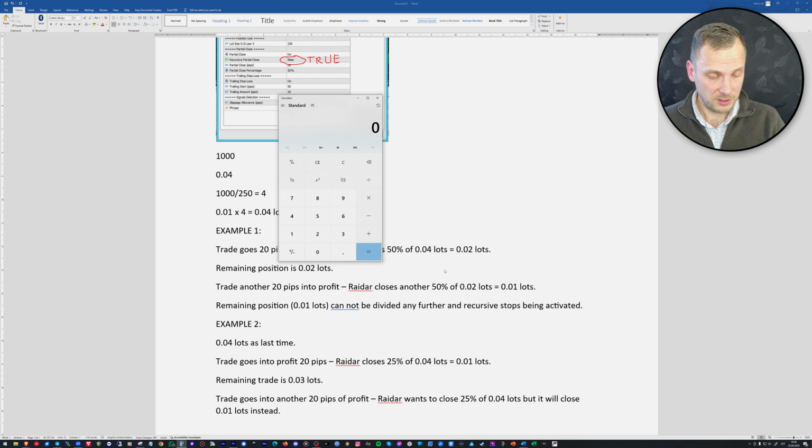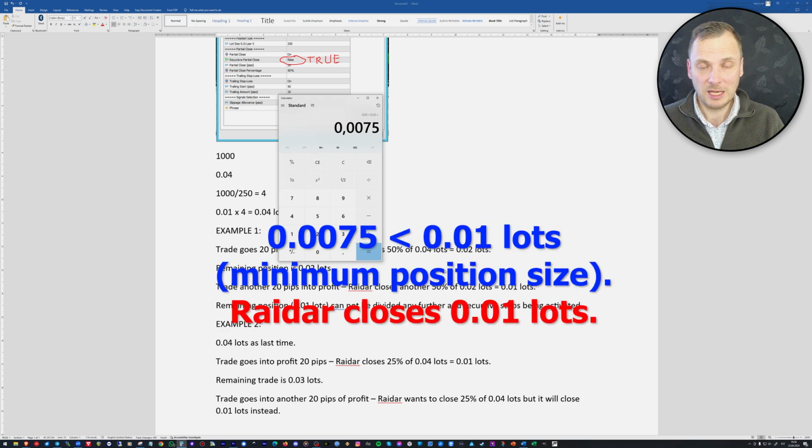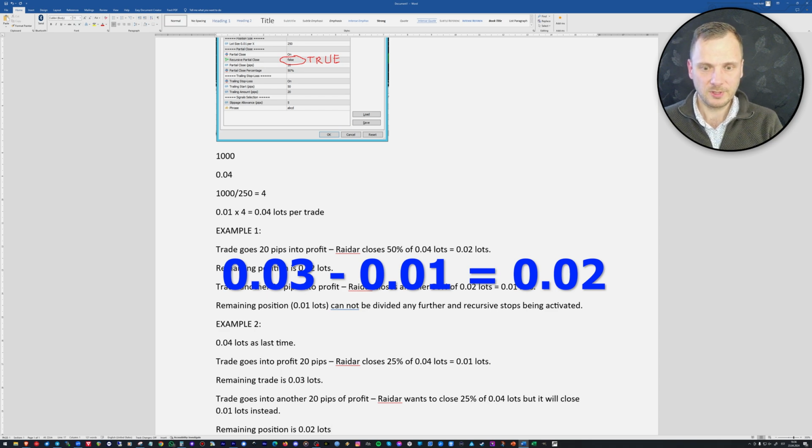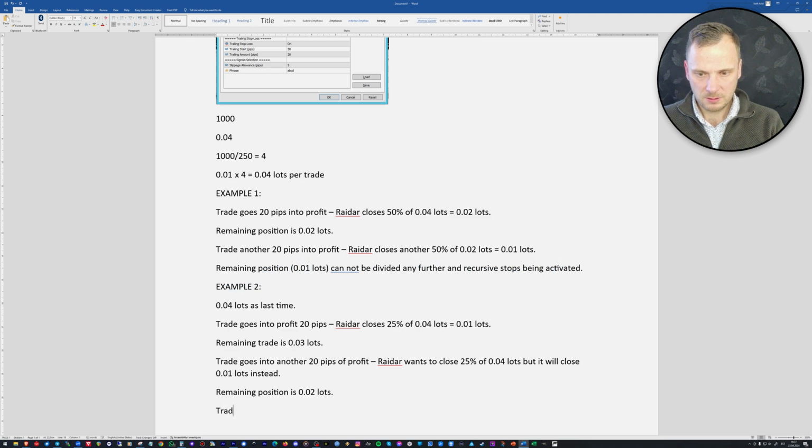Let me demonstrate. So we have 0.03 lots, and we want to find out how much is 25% of this number. So we have times 25. This is 0.0075 lots, and since the smallest lot size you can have on a trade is 0.01, it will be closing 0.01 lots instead. Of course, we also have the remaining position, which is 0.02 lots. Trade goes into another 20 pips of profit. This means that it is 60 pips in profit from initial trade.